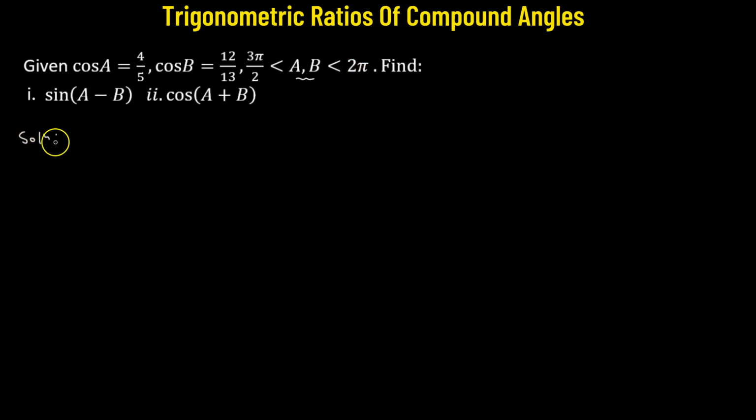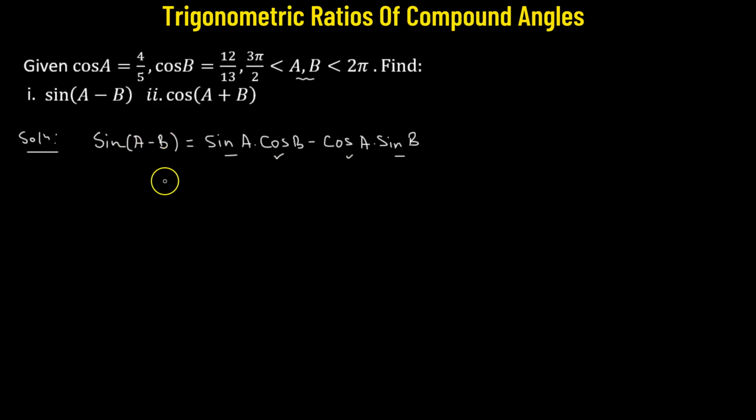So first, let's say we need to find out the value of sine A minus B. Now we know that this can be expanded as sine of A multiplied by cosine of B minus cosine of A times sine of B. Now clearly we are being provided with the value of cosine of B as well as cosine of A, but we have to find out the value of sine A as well as sine B in order to find out the value of sine A minus B. Okay, so let's do that.